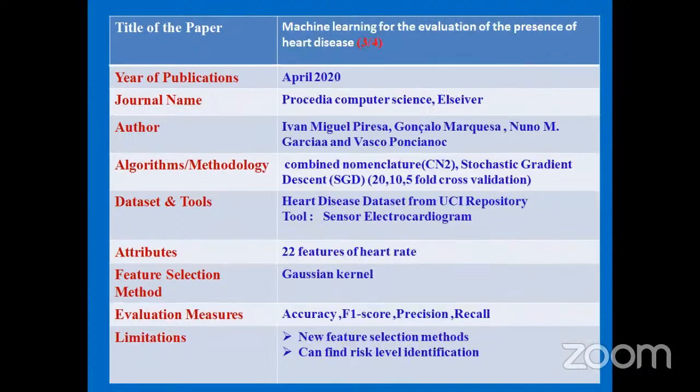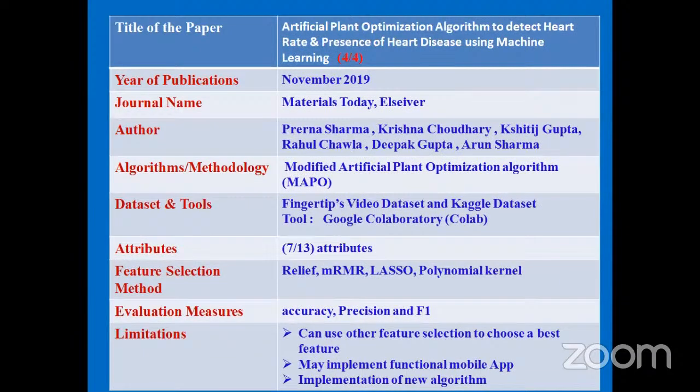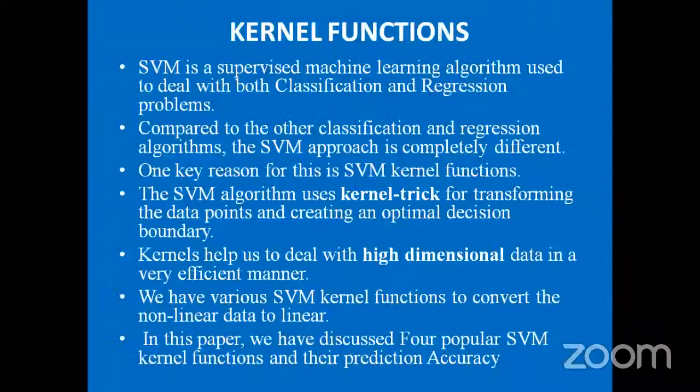In my literature survey, I analyzed that most of them used 9 out of 13 attributes and one kernel trick, here the sigmoid kernel trick. In this paper, they have used 6 out of 13 attributes, and the linear kernel trick is used here. Here, the Gaussian kernel trick is implemented. And in this paper, 7 attributes are selected using a feature selection method, and the polynomial kernel is implemented here.